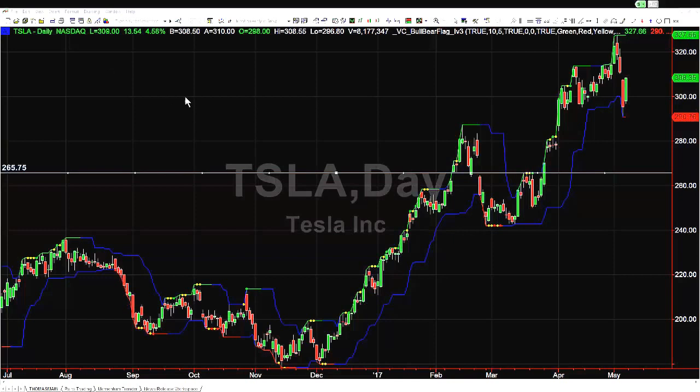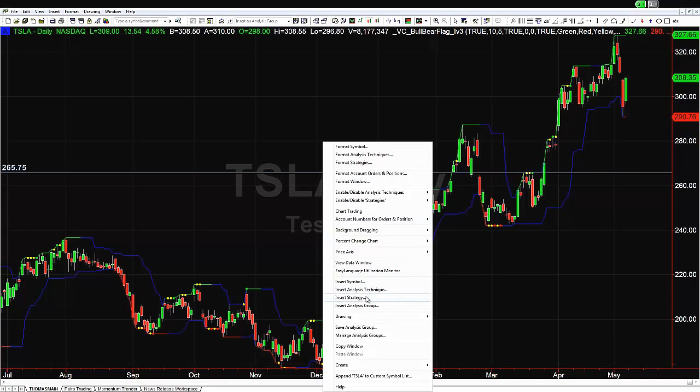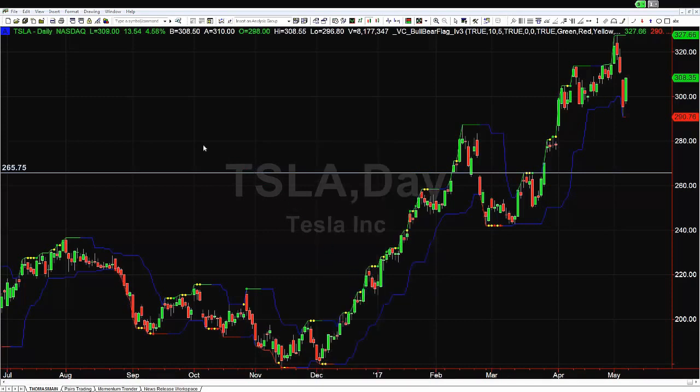How does this work with Trender Pro, and how is it best to use them together? You use the Trender Pro as an additional filter. So if you're looking for bull flags, you want to see a green Trender Pro. So here, I'll turn on the Trender Pro so you can see.